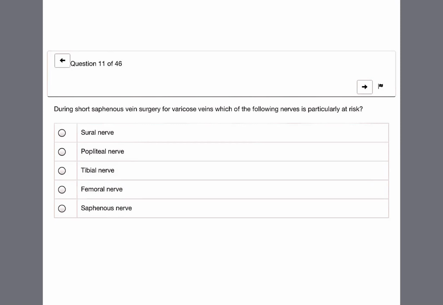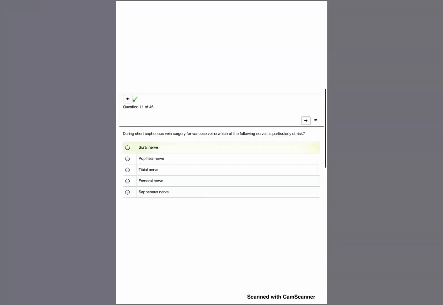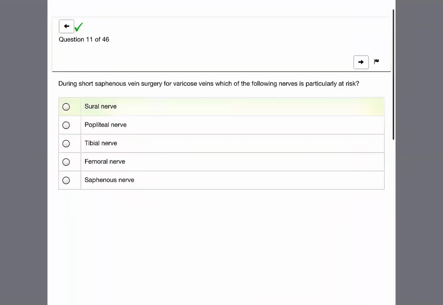During short saphenous vein surgery of varicose vein, which of the following nerves is particularly at risk? Sural nerve, popliteal nerve, tibial, femoral, and saphenous. It's from anatomy. Short saphenous, sural nerve. Long saphenous, saphenous nerve. This is for injury of the nerve. This is from the records of September 2019, by the way.